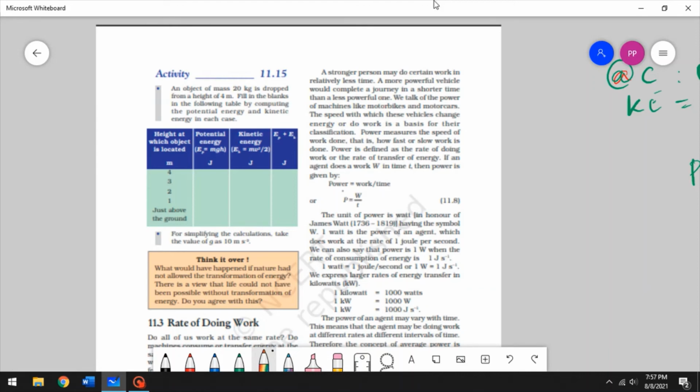So when we say it's powerful, when we're talking about machines like motorbikes or motor cars, and we say, oh, it's a very powerful car, we're talking about the rate at which it is doing work. Alright, so power measures the speed of work done. So how fast or slow work is done, that is power. So power is defined as the rate of doing work or the rate of transfer of energy.